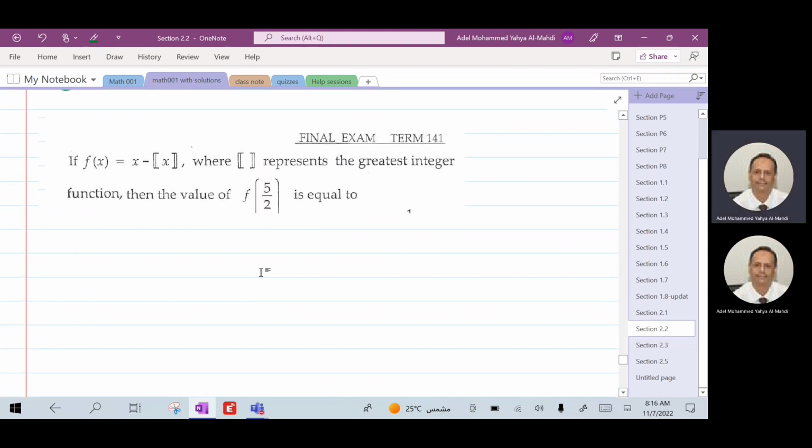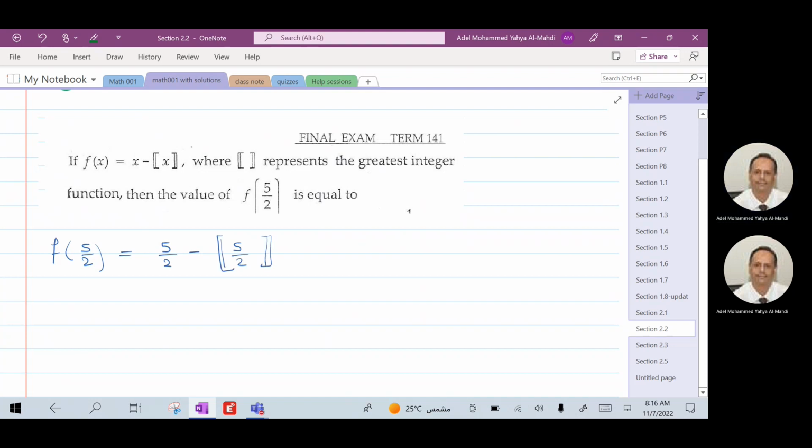This is the last question of these types about the greatest integer, about piecewise functions, and so on. Here he said f of x equals x minus the greatest integer of x. Find the value of f at 5 over 2. So f at 5 over 2 will be 5 over 2 as it is, minus the greatest integer of 5 over 2. This can be simplified into 5 over 2 minus the greatest integer of 2.5.